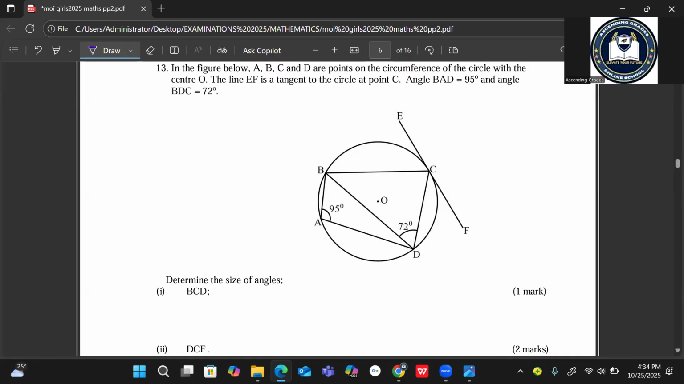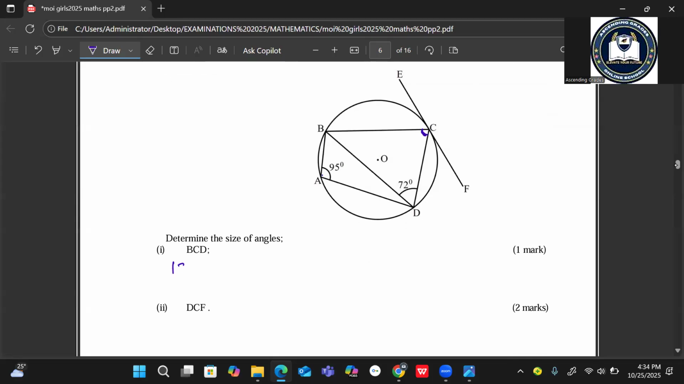So BCD, this angle. Now we know that 95 and BCD have to give us 180. So it is going to be easy. Simply take 180 degrees minus 95, so you get 85 degrees. So that is 1 mark. So you have 85 degrees.